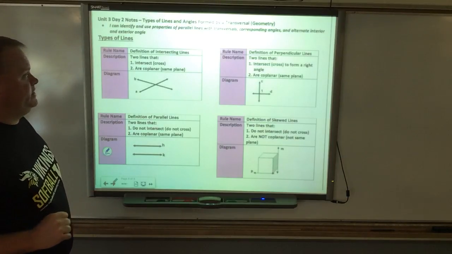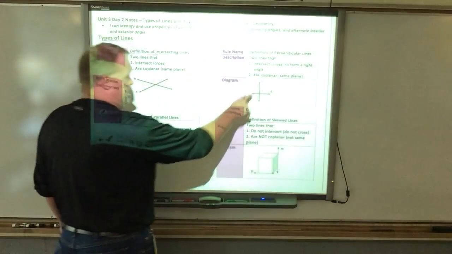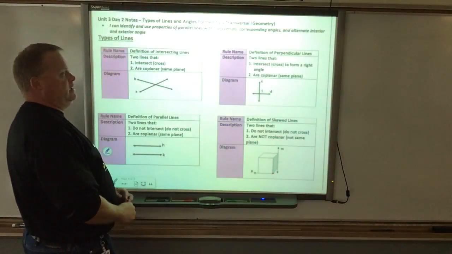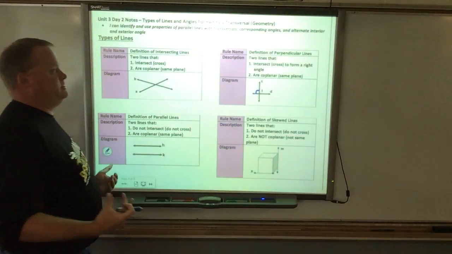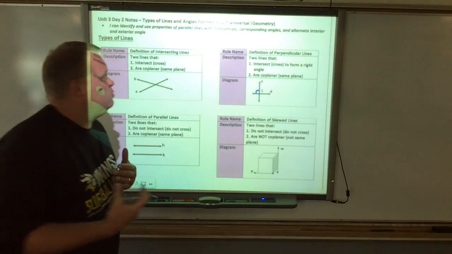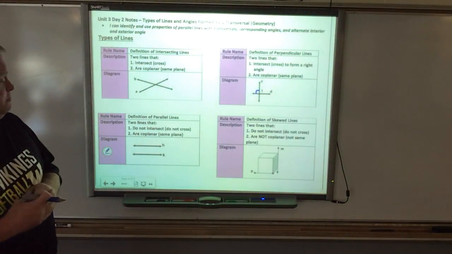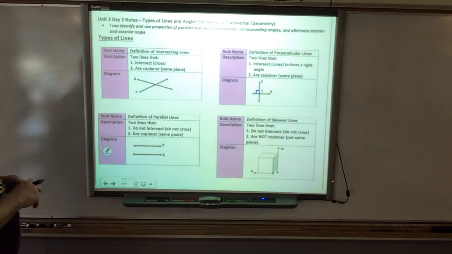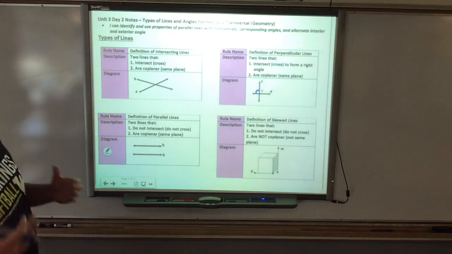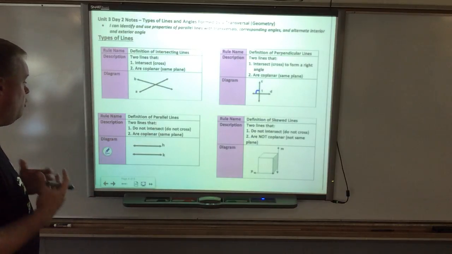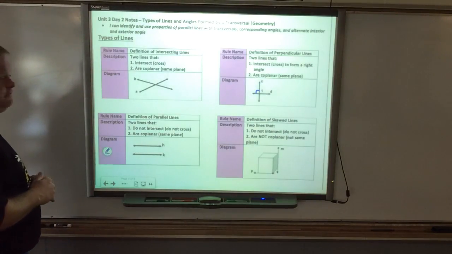The second definition is definition of perpendicular lines. Two lines that, one, intersect or cross to form a right angle. A lot of times you're going to see this little square in there that tells me it's a right angle. The second part of two perpendicular lines is they are coplanar or in the same plane. The third definition is parallel lines. Parallel lines are two lines that are never going to cross or intersect, and they are coplanar, meaning they are in the same plane.